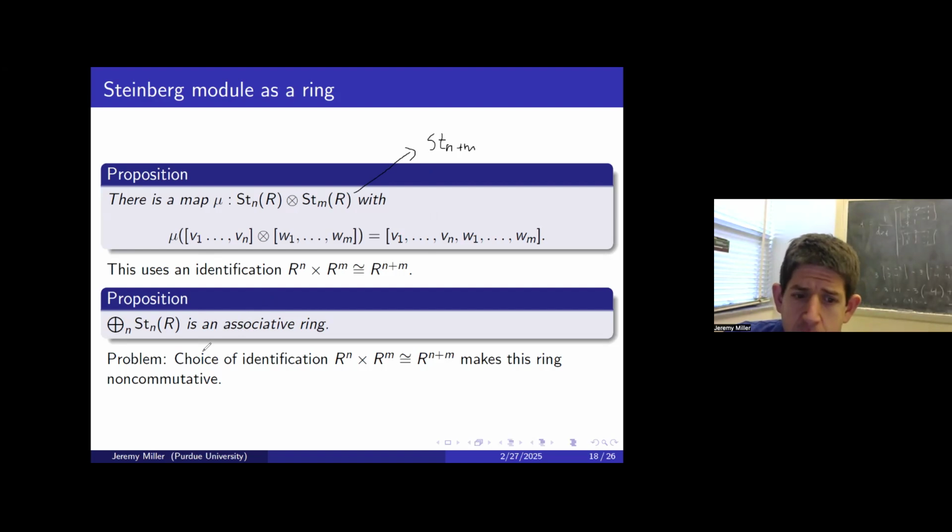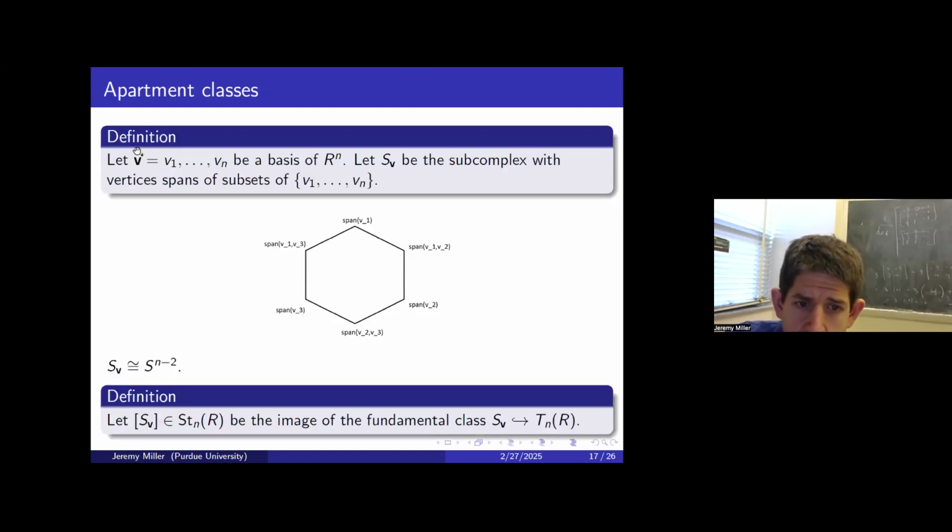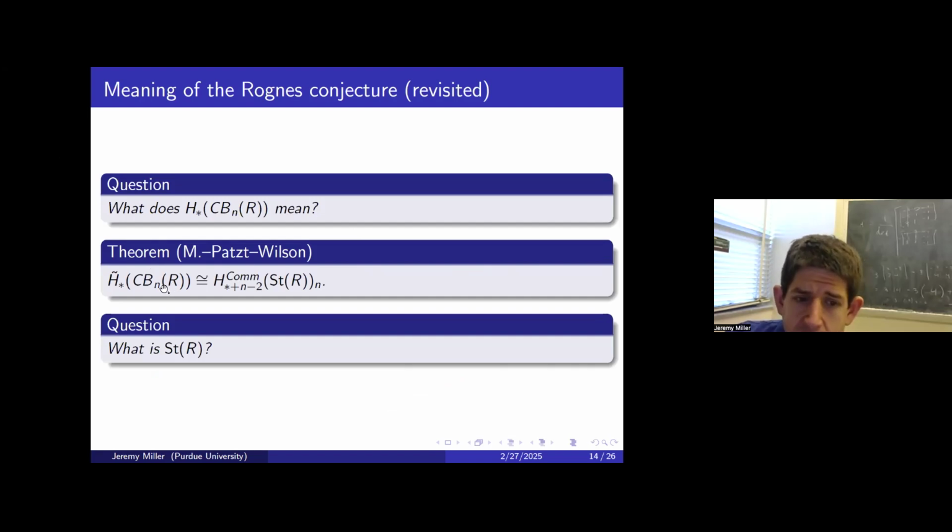Okay, so the first problem is there are two natural ways of viewing R^n plus R^m as R^(n+m), and because of this, the product is non-commutative. And remember what the theorem is: the homology of the common basis complex is the commutative homology of this ring, and I just told you that the ring isn't commutative, so we need a slight fix for that.